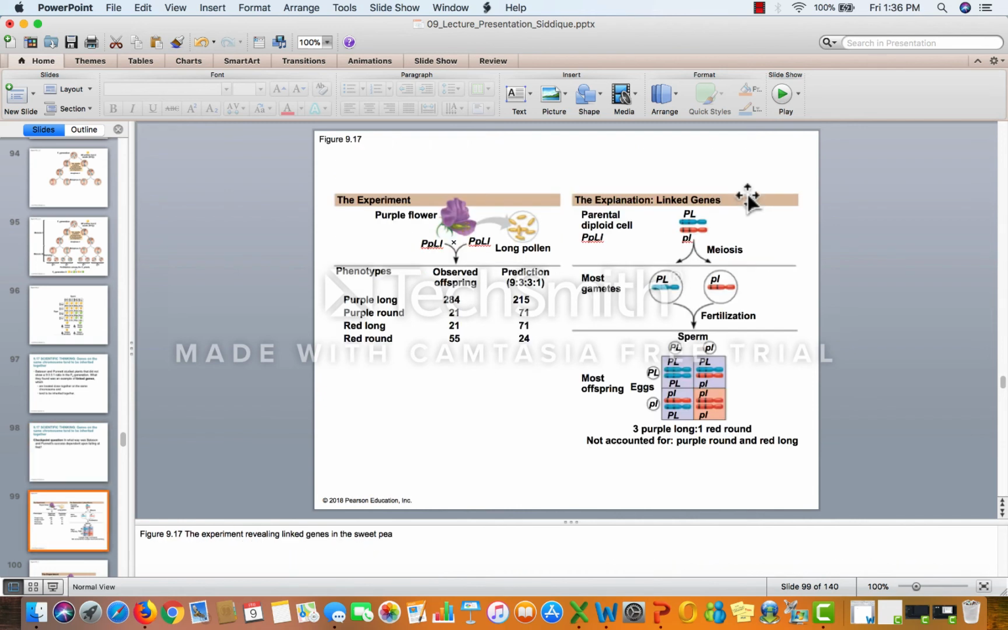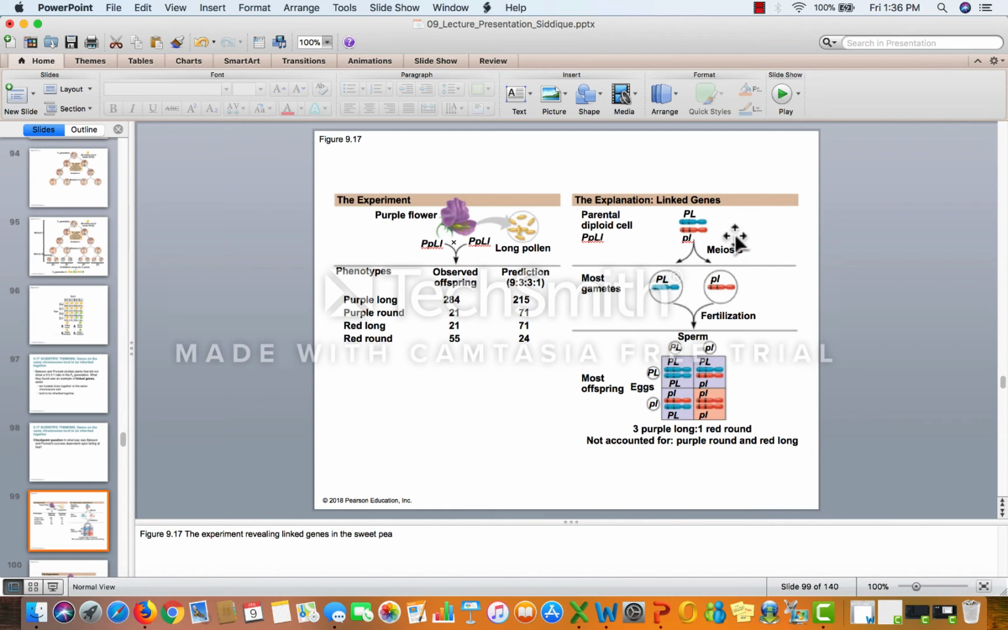So here we have purple flowers with long pollen, totally different from red flowers with round pollen. If we look at the generations of phenotypes, you're going to have a majority of purple and long offspring, and then some red and round, some purple and round, and red and long. The prediction was a 9:3:3:1 ratio. The explanation was in meiosis.